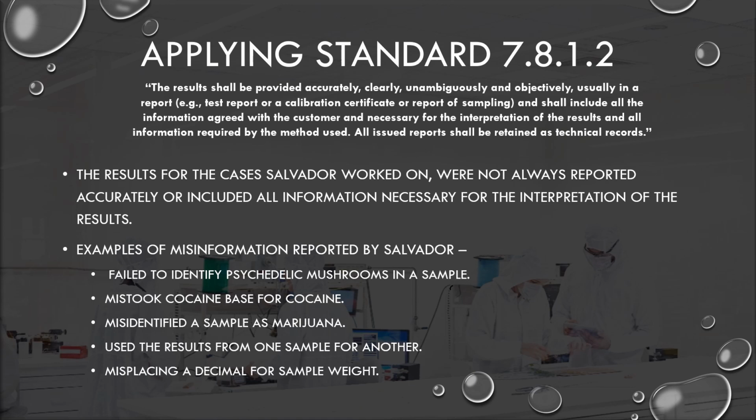And finally, for standard 7.8.1.2, the results for the cases that Salvador had worked on were not always reported accurately or did not include all the information necessary for the interpretation of those results. Also, examples of the misinformation reported by Salvador: he had failed to identify psychedelic mushrooms in a sample. He mistook cocaine base for cocaine. He misidentified a sample as marijuana when it wasn't. He had used results from one sample for a different one, and he also misplaced a decimal for sample weight.